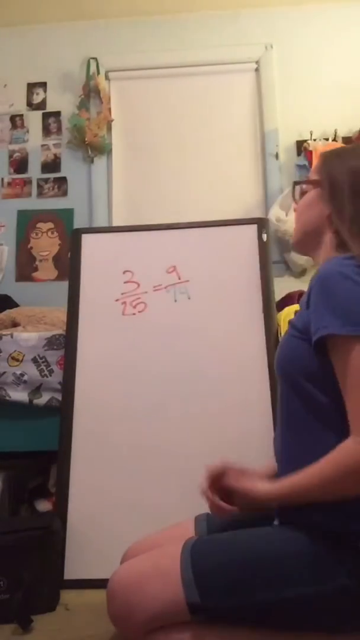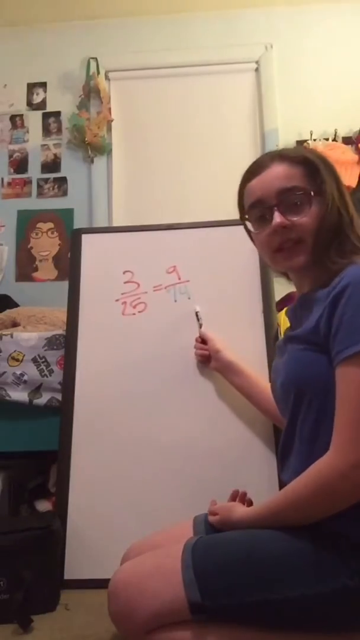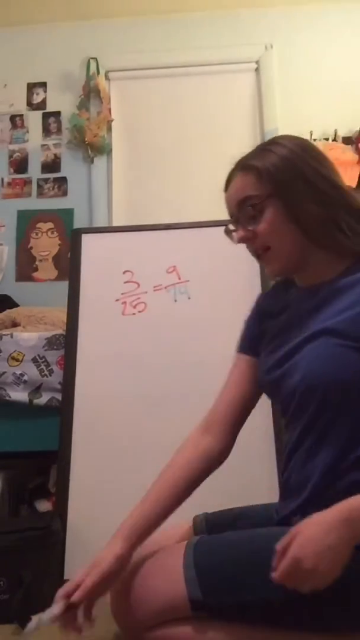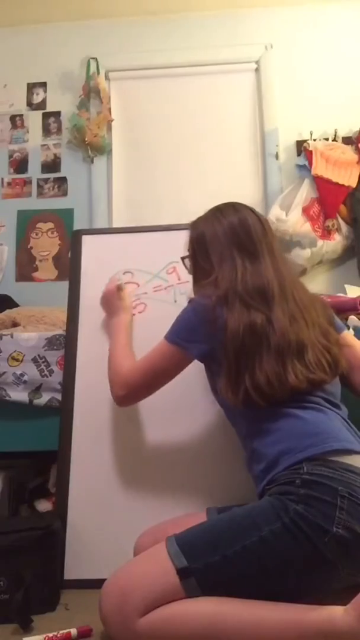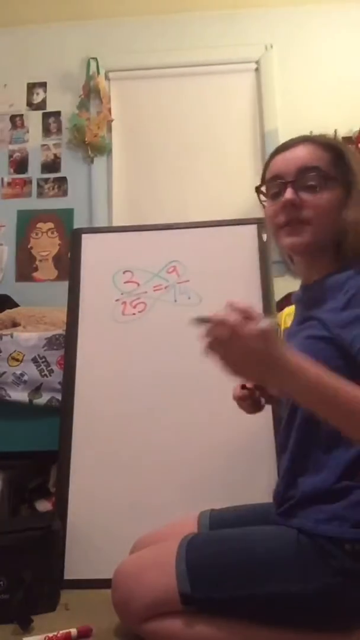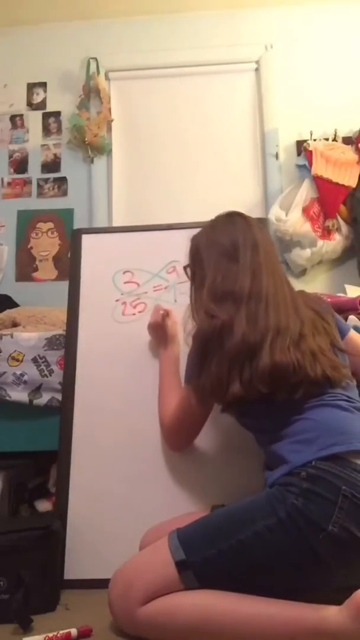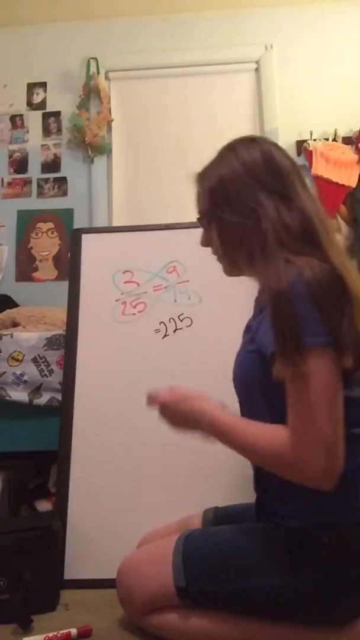Let's look on the other side of the spectrum. What if I got something like 74 instead of 75? Well, in order to check my answer and see if it's equal, I would cross multiply the 3 and the 74 and the 9 and the 25. We already learned that 25 times 9 is 225. So we'd have that here.